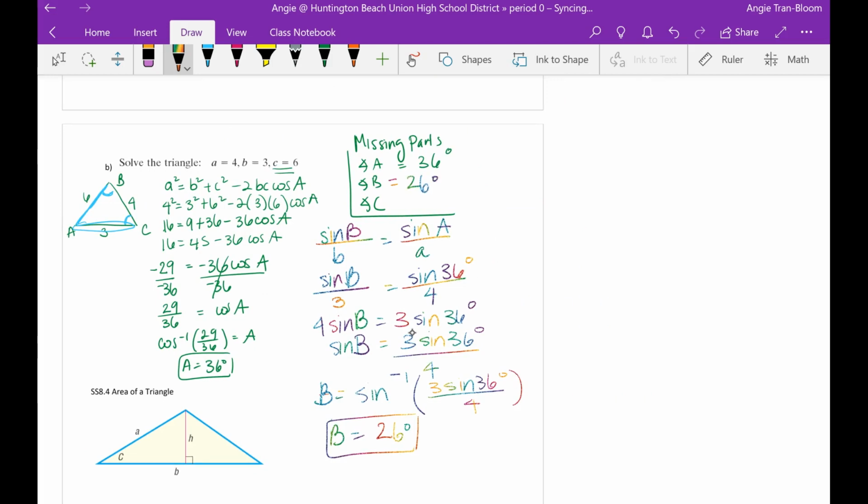Okay. So now I'm just going to use 180 minus 36 degrees minus 26 degrees. That's going to give me about 118 degrees. All right, so you've got all the missing parts. We are done with 8.3.